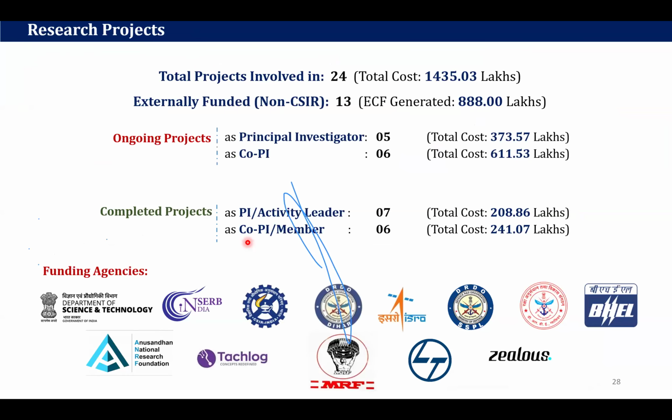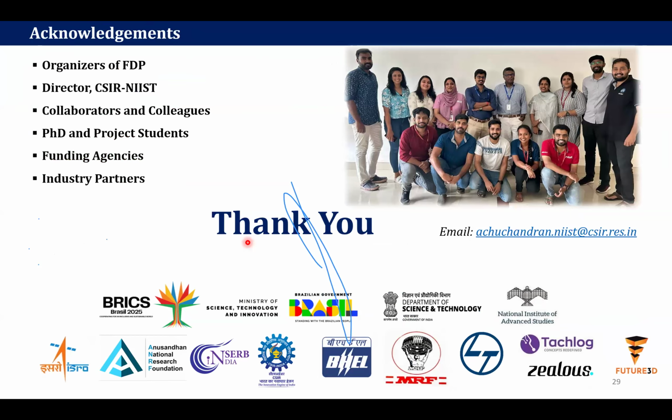About the total projects I was involved in: total projects is around 24 projects with a cost of around 14.35 crores. Out of that, 8.8 crores are externally funded projects, including funds from L&T Constructions, ANR, DRDO, ISRO, and so on. Acknowledgement. The organizers of the FDP are acknowledged here for giving a chance to showcase our activities in this direction. The Director of NAST, collaborators, colleagues, PhD and project students, funding agencies, and industry partners are acknowledged.